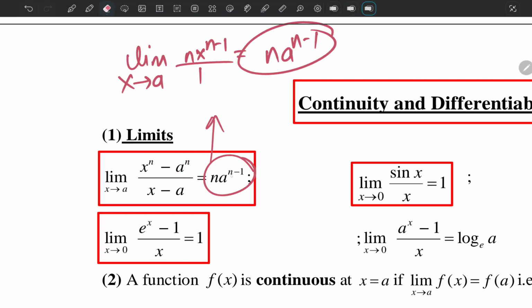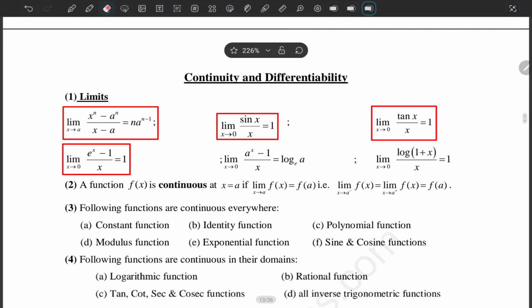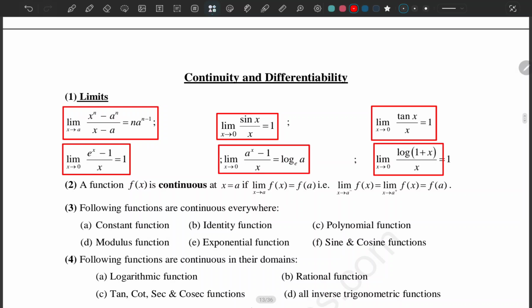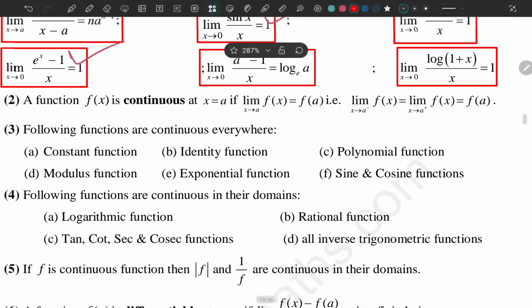That's it. So this is how it's very easy to evaluate, right? And the same goes for all the others. Mostly I would say that this one, and maybe this one, are going to be used. That's it. Okay, now we are moving towards our chapter.